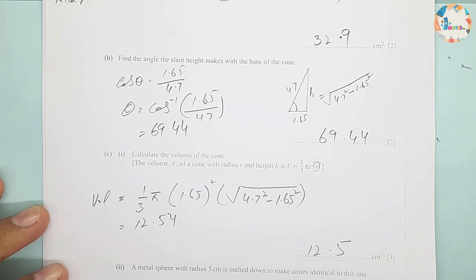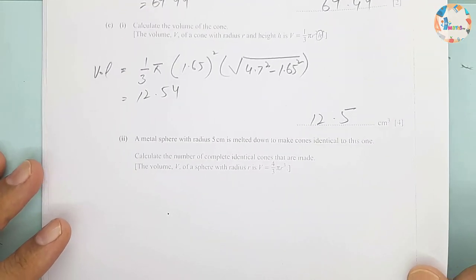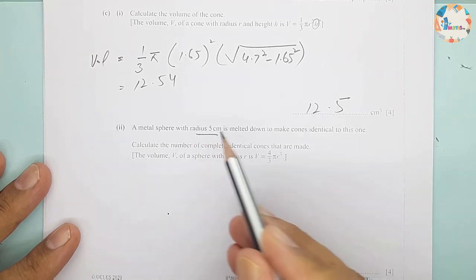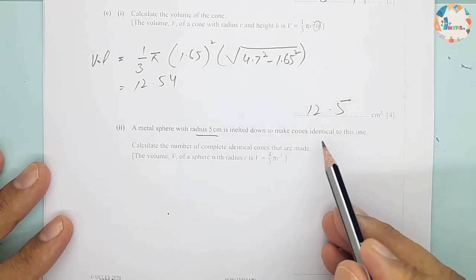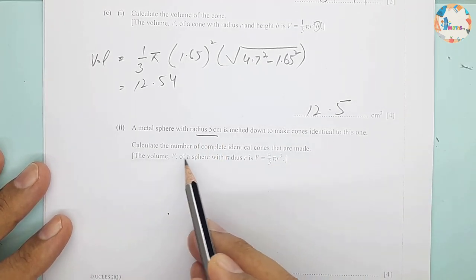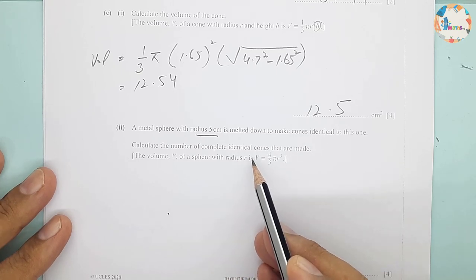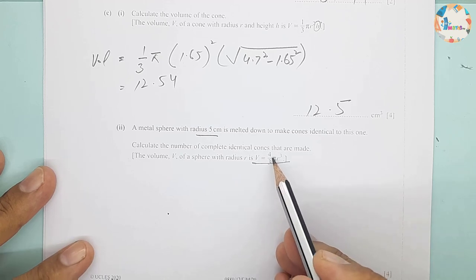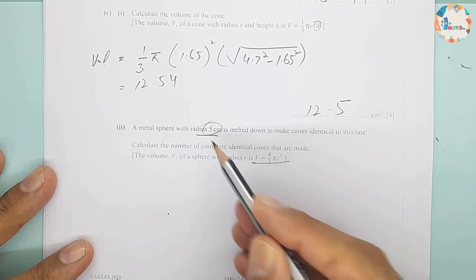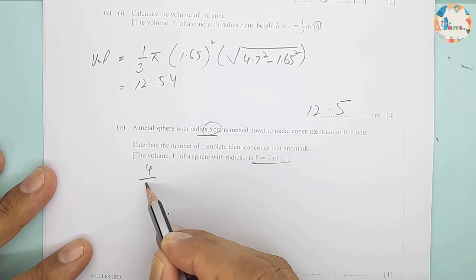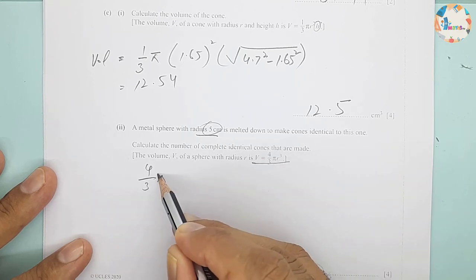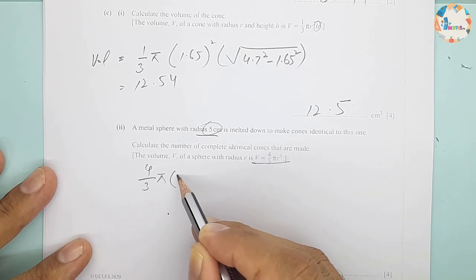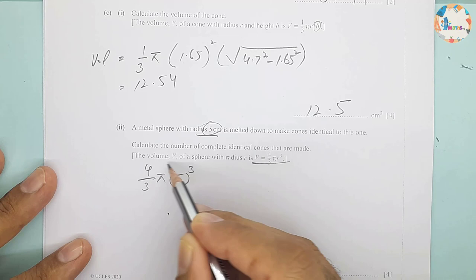Now second part, a metal sphere with radius 5 centimeters is melted down to make cones identical to this one. Calculate the number of complete identical cones that are made. The volume of a sphere formula is given, so we'll replace this radius in this one. So 4 by 3 pi r cubed, which is 5 cubed. This will be the volume of the sphere.